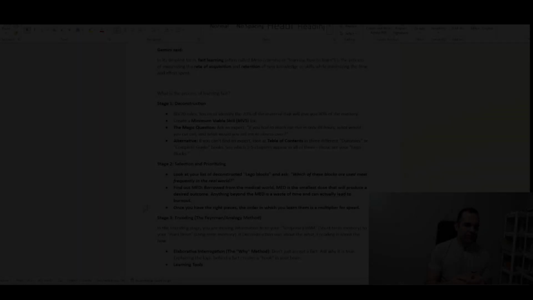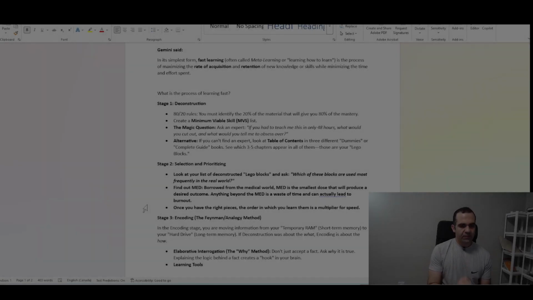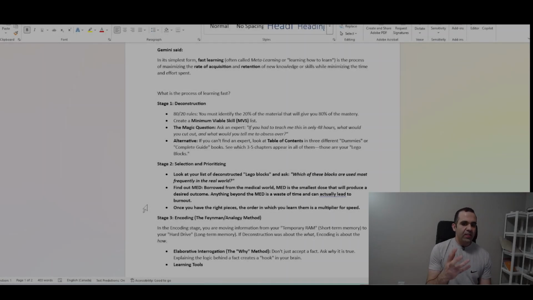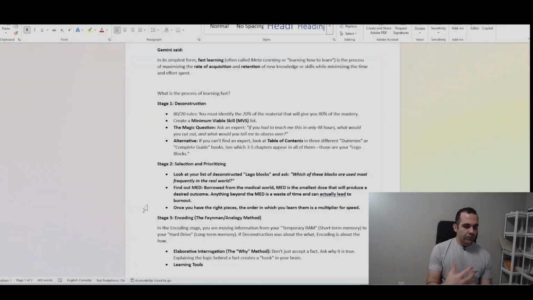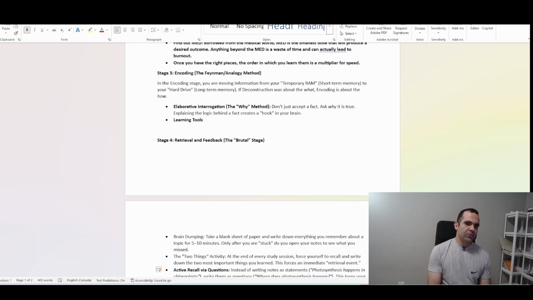The second, so at first we have to deconstruct the topic, then we have to prioritize the topics that we have to learn. The stage three is learning. So in the learning, it's good that we ask the why, we ask the reasons behind the topic to understand the topic very well. And we also have different learning tools to do that. And the last stage is retrieval and feedback.